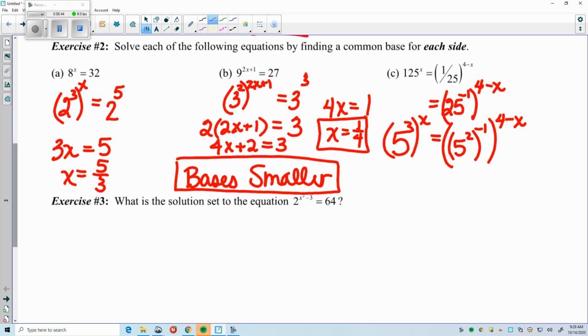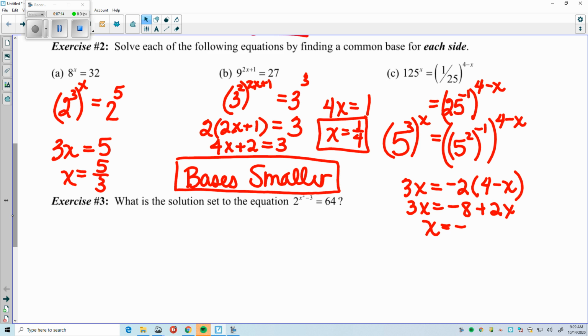Okay, so power to a power we multiply. On the left side, I have 3x. On the right side, I'm going to do this in 2 steps. 2 times negative 1, I get negative 2. But now I have to take that negative 2 and multiply it by that whole exponent, 4 minus x. So we're going to distribute. So we have a negative 8 plus 2x. I'm going to subtract over my 2x, and I'm left with x is equal to negative 8.